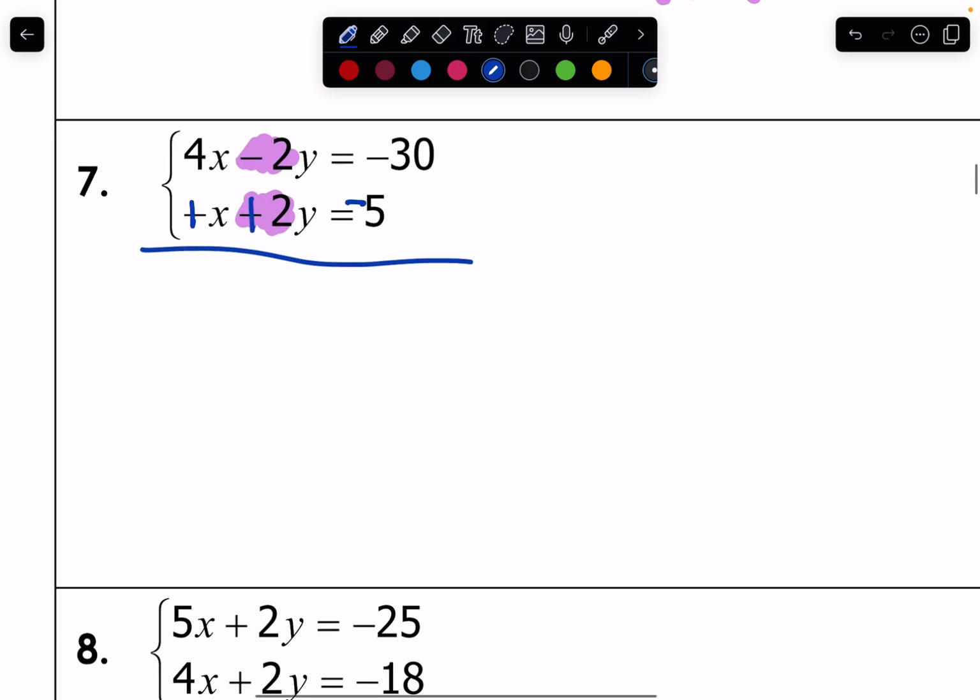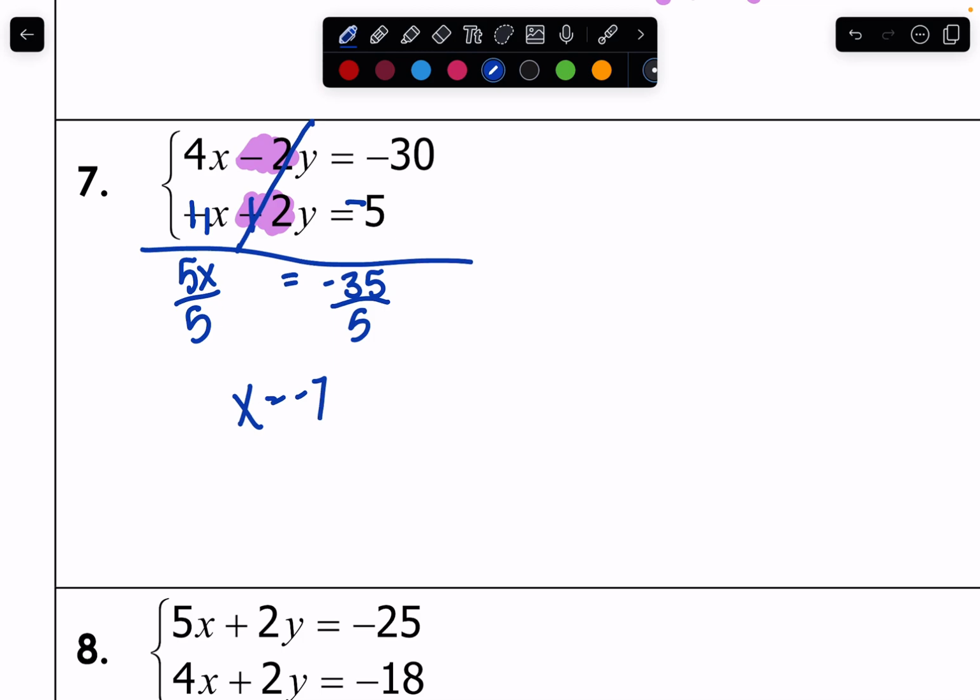So we have 4x plus x gives me 5x in total. That's an invisible 1. -2 plus 2 goes away. That's what I wanted. -30 minus 5 is -35. So then I can divide by 5 on both sides. So I get x equals -7.